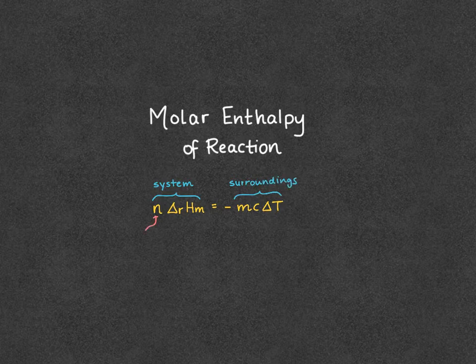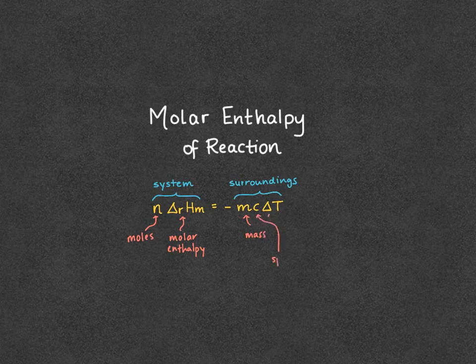So n is the moles of reactant, and ΔrHm is the molar enthalpy, so the enthalpy change per mole. m is the mass of the surroundings. c is the specific heat capacity of the surroundings. And ΔT is the temperature change of the surroundings.